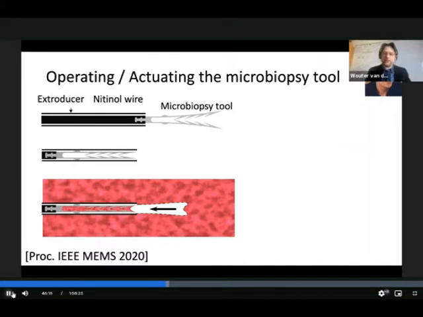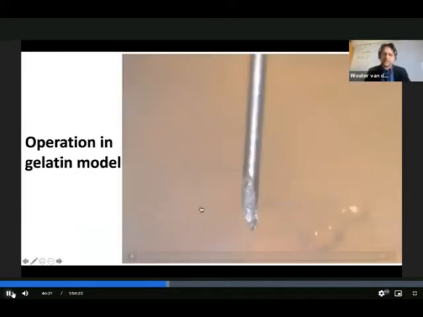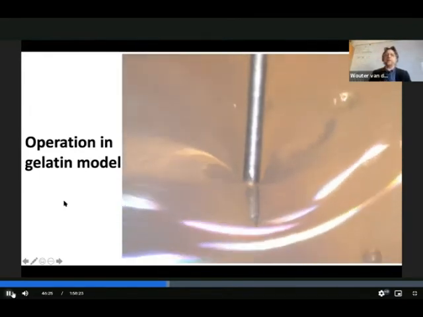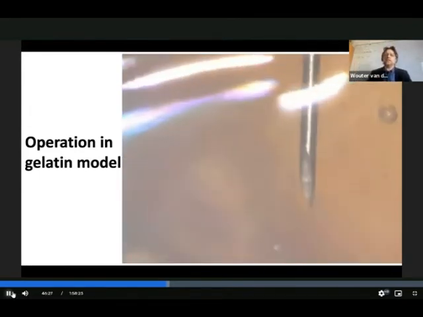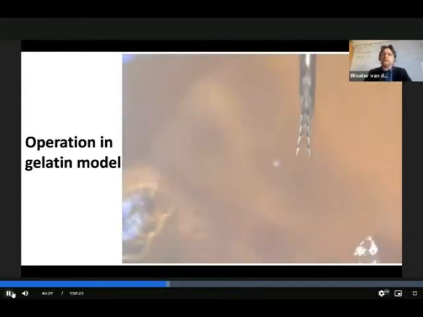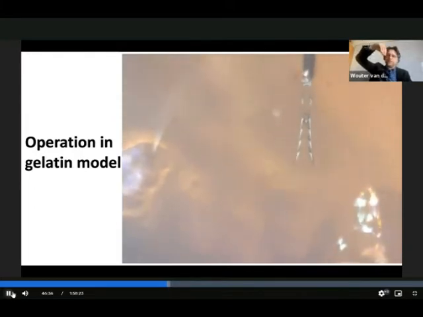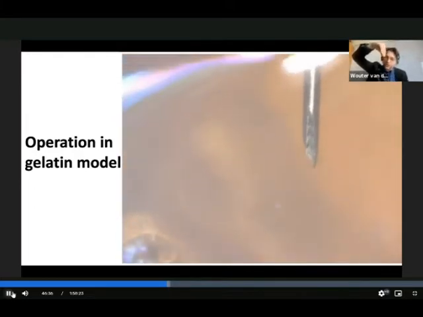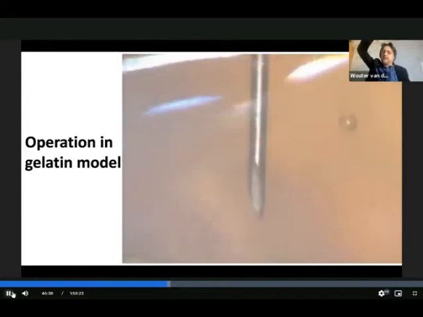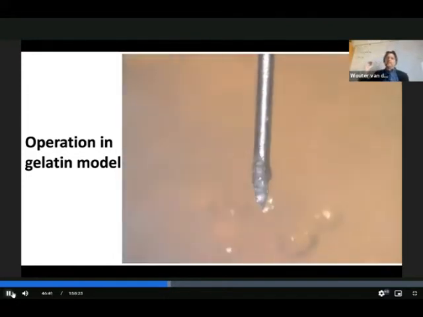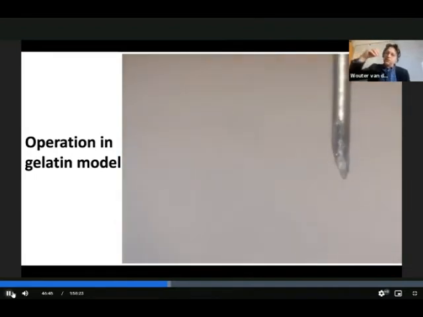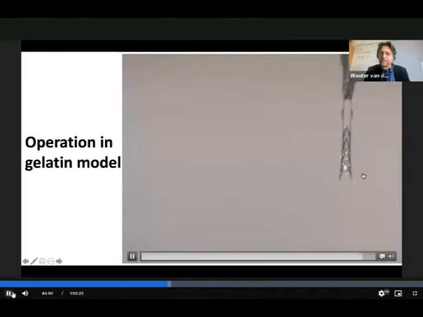I also have a video showing this. This is done in a gelatin model where we simply film. You can see the needle that is inserted here has an inner diameter of only 150 micrometers. Here we come out with the gripper, we grip gelatin. When it goes in, it is forced to close up, and now we have grabbed gelatin. Now we can move the entire structure outside the gelatin, which is the body, so outside the body. And then we can push out again, and we can see we have captured our sample, in this case gelatin, inside the gripper.